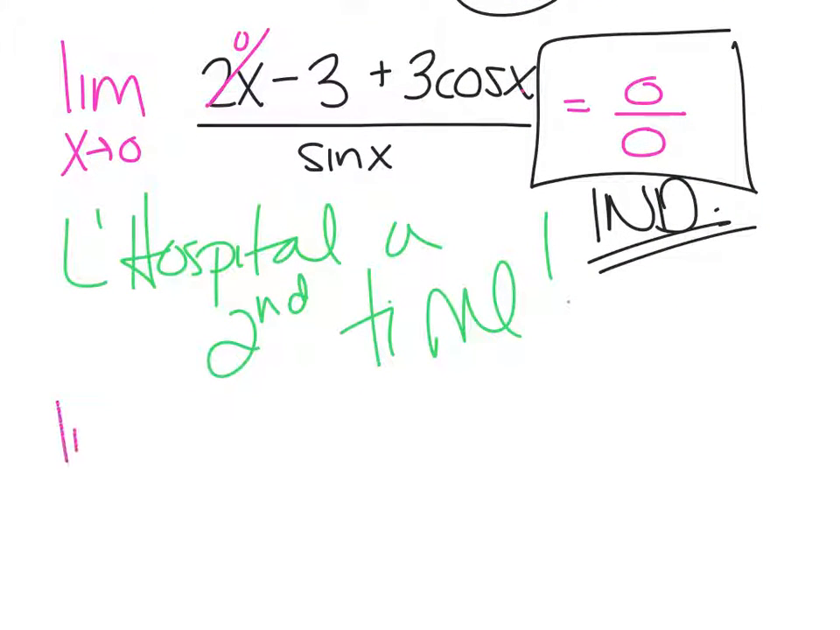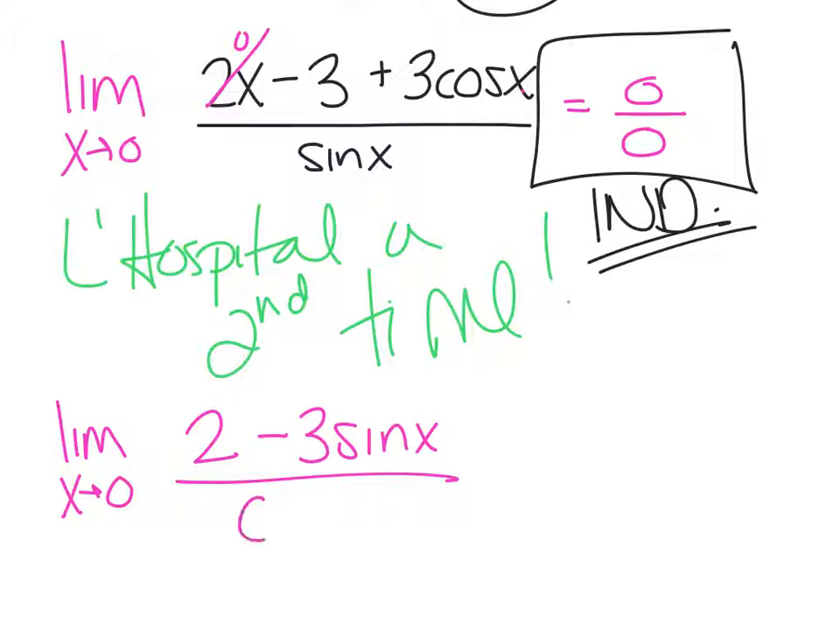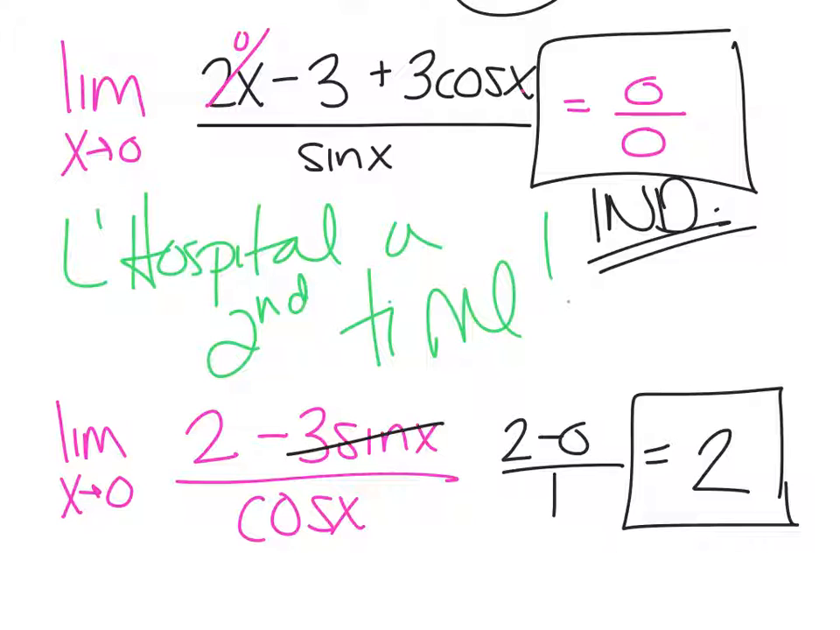So let's keep our limit as x approaches 0, and we'll take the derivative again. The derivative of 2x is just 2. 3 is a constant, so it's 0. And 3 cos x becomes negative 3 sine x, all over cos x. And we'll carefully substitute 0 in, so I'm going to get 2 minus, the sine of 0 is 0, so that wipes that out. And the cosine of 0 is 1, so I get a final answer of just 2. So remember, if you don't get an actual answer the first time with L'Hopital, take it again and again.